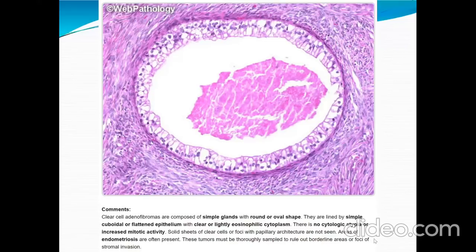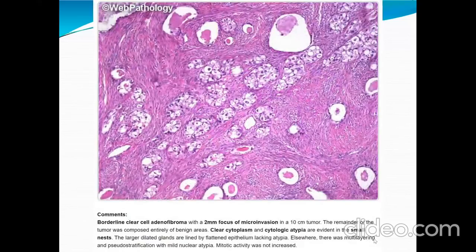cuboidal to columnar cells with clear cytoplasm, the lining we can see here. There is no cytologic atypia or increased mitotic activity, and solid sheets of clear cells or foci with papillary architecture are not seen in the benign counterpart, that is the adenofibroma counterpart. Areas of endometriosis are often present.